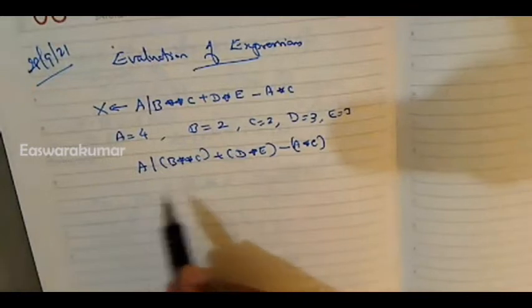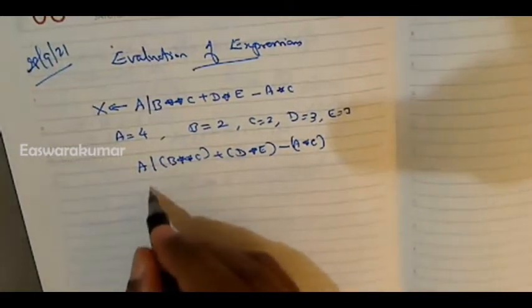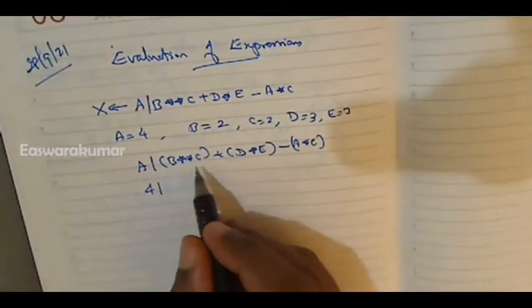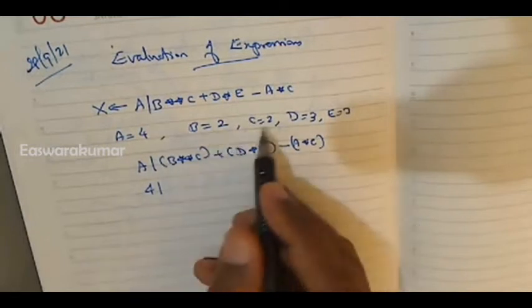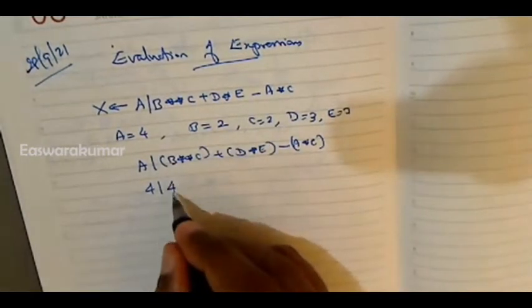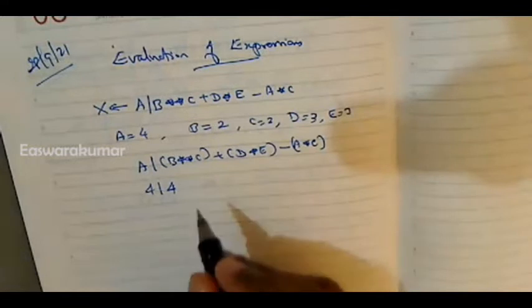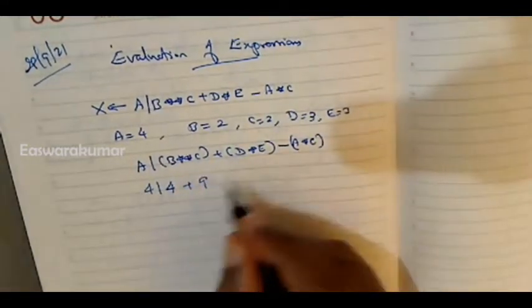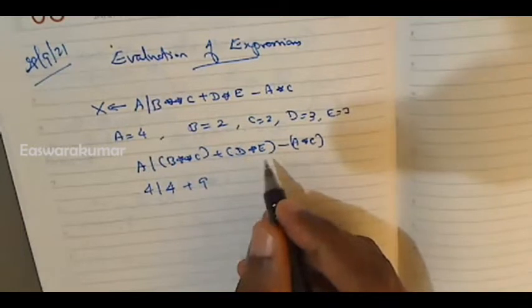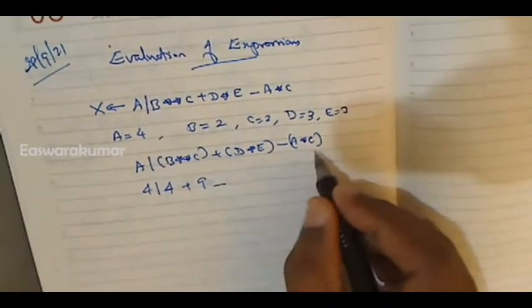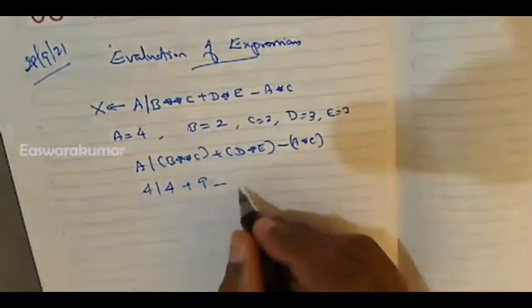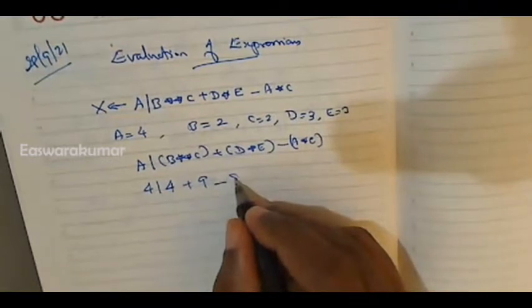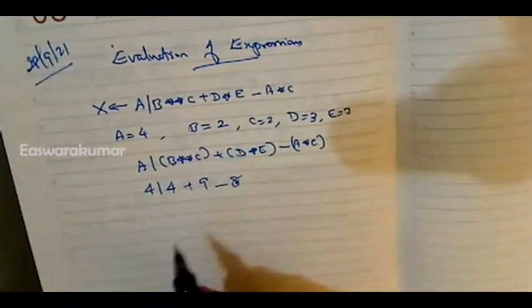So if you do that, what happens? Here a is equal to 4. 4 divided by b star star c. b and c are 2, so 2 to the power 2, that is 4, right? Plus d into e. d equal to 3, e equal to 3, so 9. Minus a into c. a equal to 4, c equal to 2, so that is equal to 8.